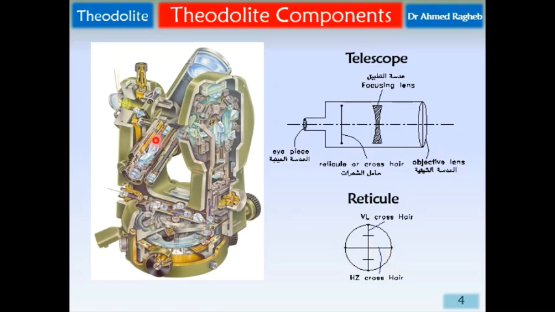The focusing lens is controlled by a focusing knob in order to move the focusing lens forward and backward until the image of the target that you want coincides with the plane of the crosshair.